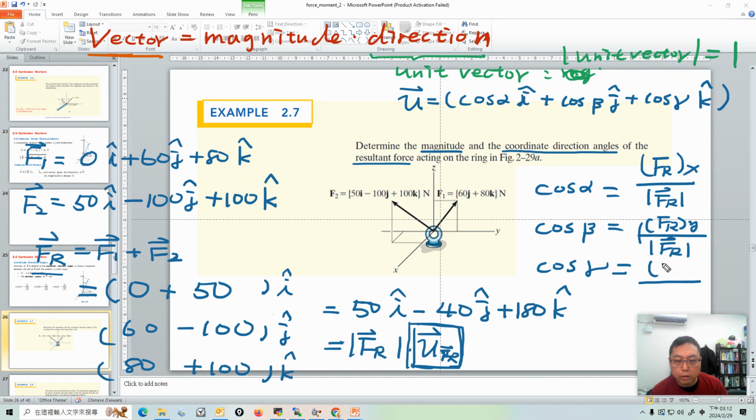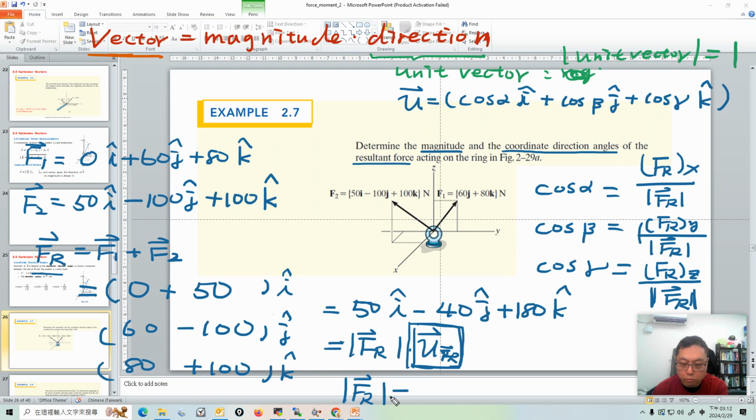It's FRz, the z component. The z component of a unit vector is just the component divided by the magnitude. So with this information, you can solve this very easily. So what is FR?